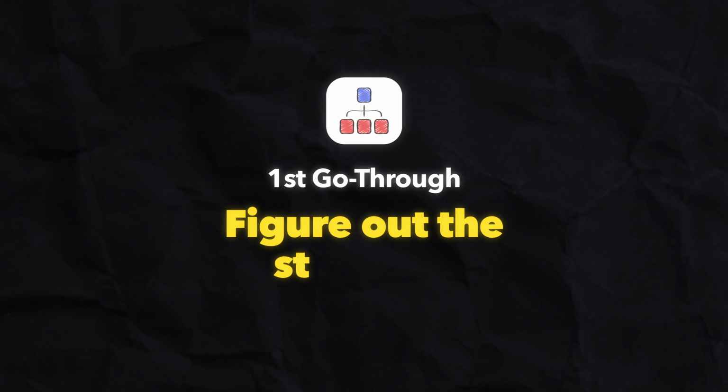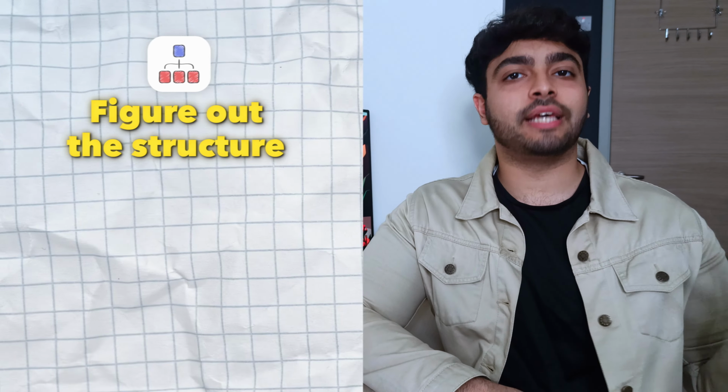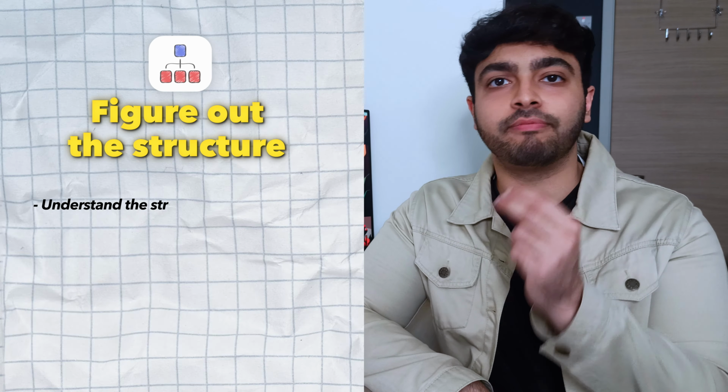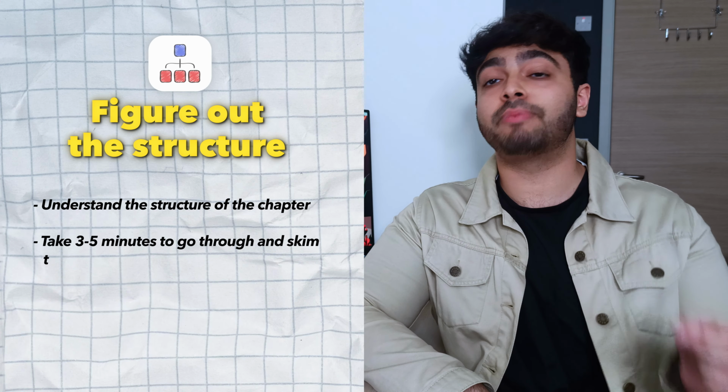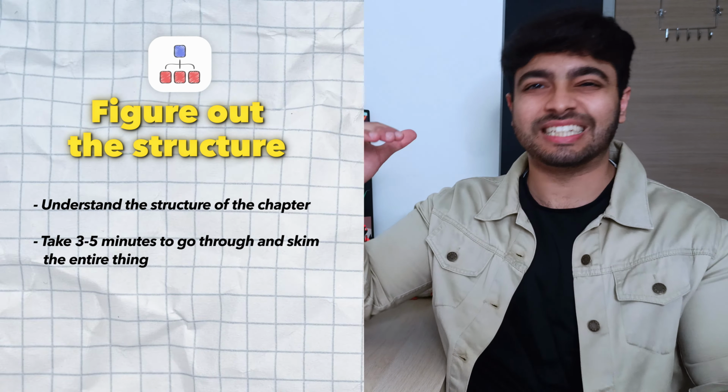But let's start with the structure, the very first go through. Let's say you open up your organic chemistry chapter. What you should not be doing is reading line by line. You need to be taking the time right now, the next 3 to 5 minutes, to understand the structure of the chapter, and the way you do this is by skimming and going through the entire thing.